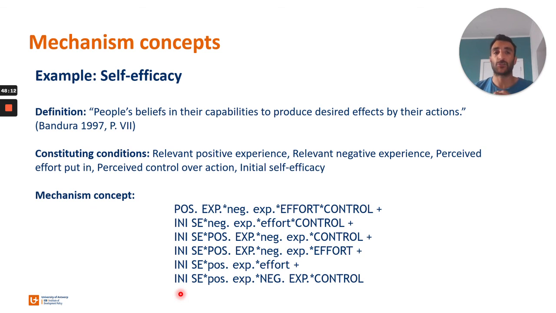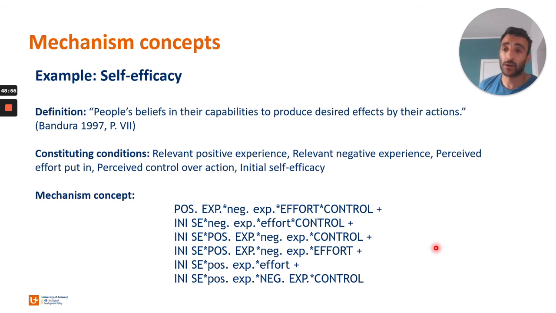And so, finally, to end this presentation, an example that I've been working on: self-efficacy. The definition, from Bandura's social cognitive theory, is people's beliefs in their capabilities to produce desired effects by their actions. The constituting conditions include a relevant positive experience. They are derived from the theories and from empirical analysis. Here we see how they are combined using Boolean logic and Boolean expressions. Here, this is AND, and the plus means OR. So this can be seen as a mechanism concept, and depending on our empirical analysis, it might change.